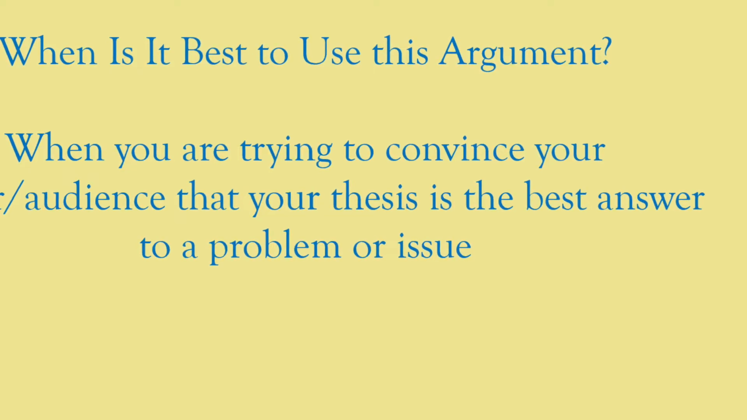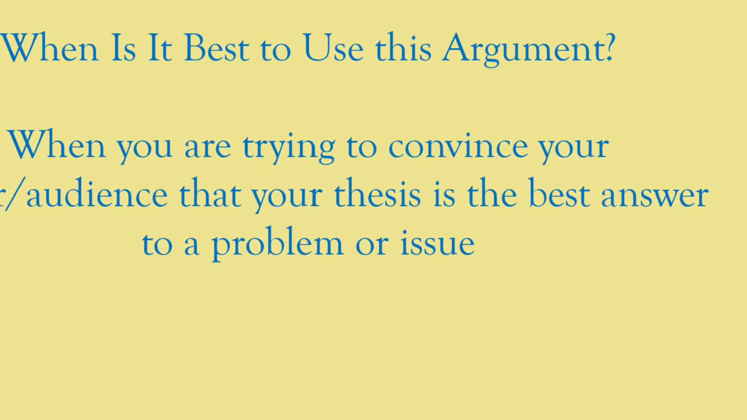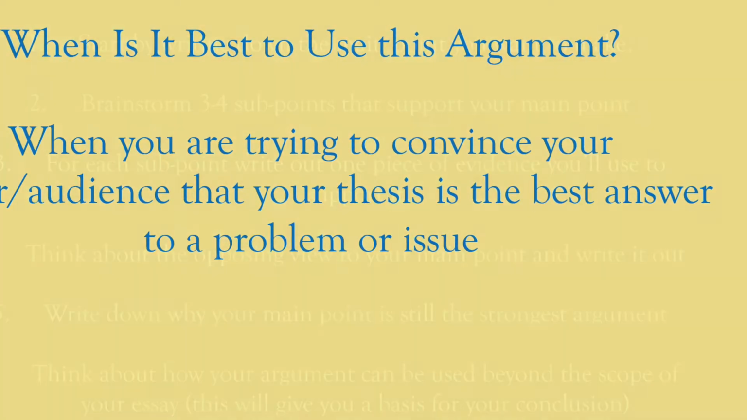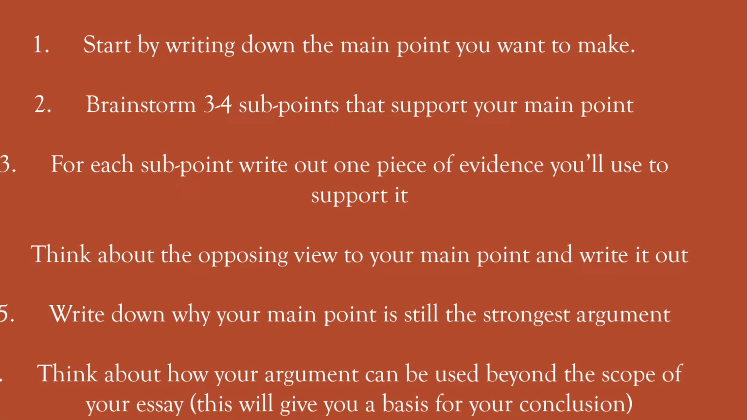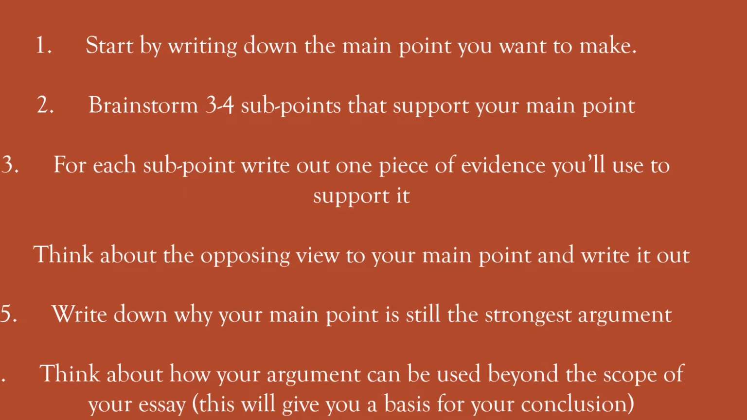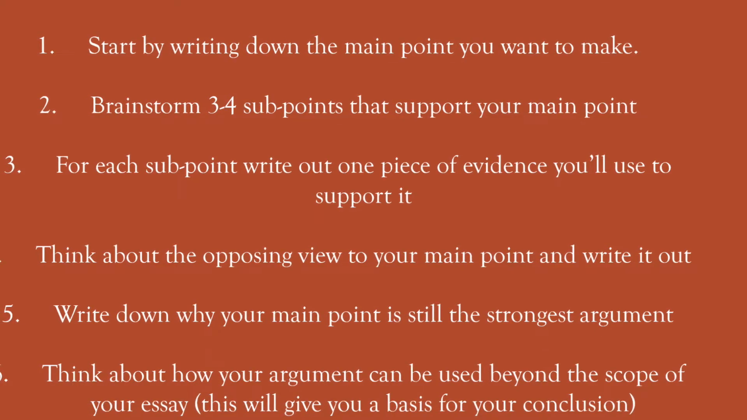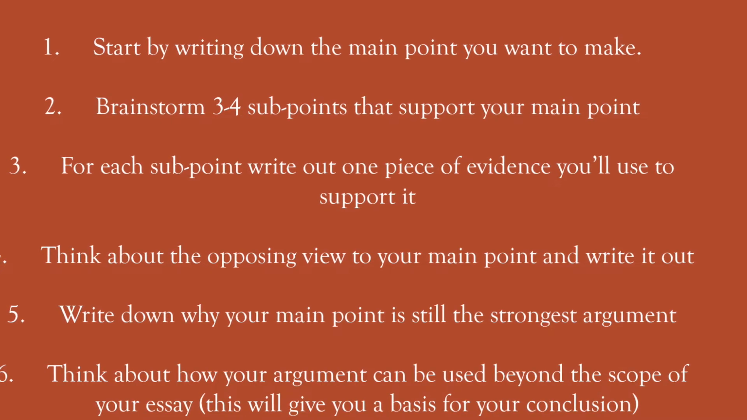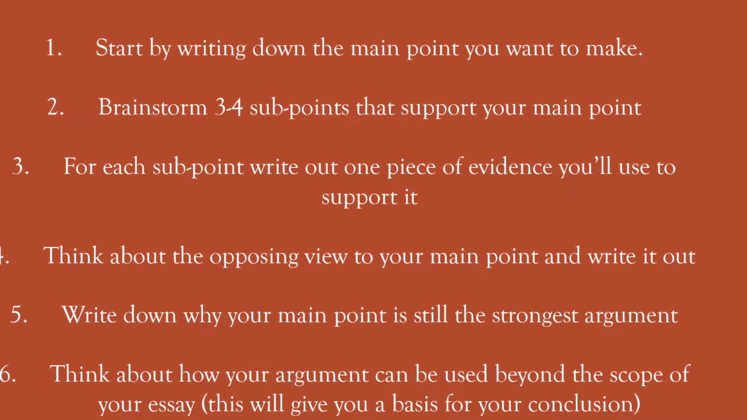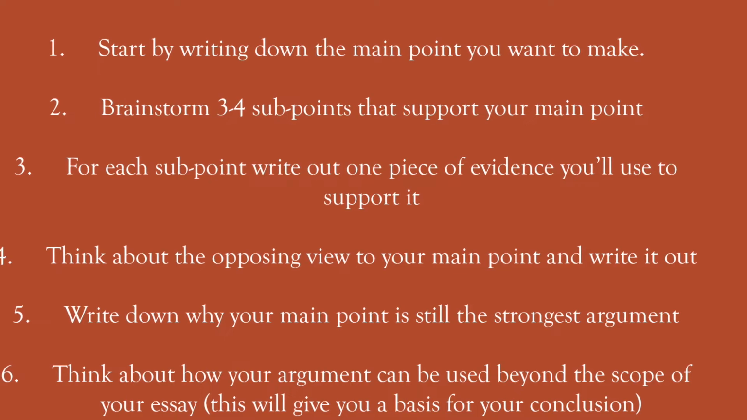So let's look at how to create an outline, and we're going to do these steps for each one of the arguments, okay? So creating an outline for the classical argument would flow a little bit like this. You would start by writing down the main point you want to make. Then you would brainstorm about 3 to 4 subpoints that support your main point. Then for each of those subpoints, you want to write out one piece of evidence you'll use to support it.